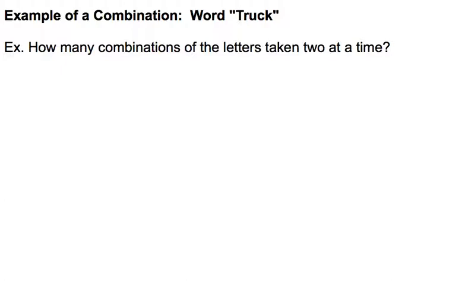Here's our second example. We have the letters T-R-U-C-K, so truck. And we want to figure out how many different ways we can take 2 letters at a time. So the total number of possible choices is 5. We're going to choose 2. I'm going to show you how to do this, again, with the formula, and then I'm going to pull up the graphing calculator. So total is 5.